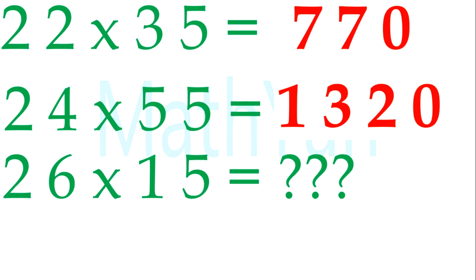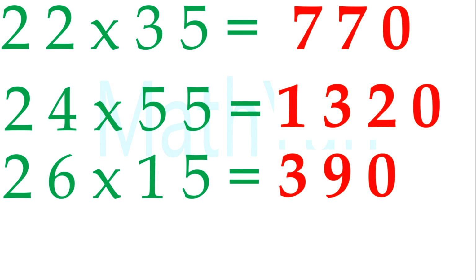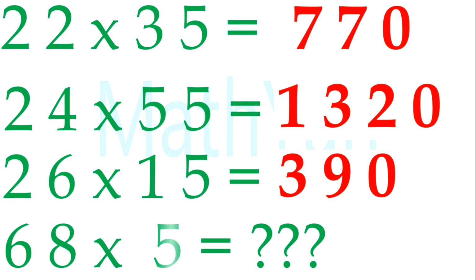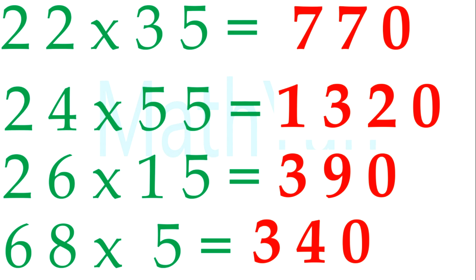What about this? 26 times 15. Half 26 is 13. Double 15 is 30. So it's 13 times 30. So it's 390. What about 68 times 5? Half of 68 is 34. Double 5 is 10. So it's 340.